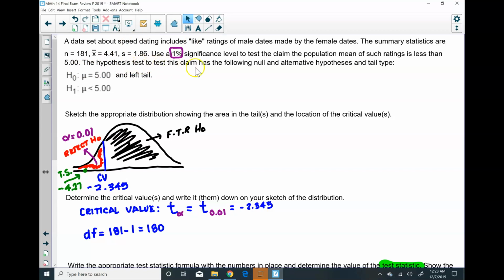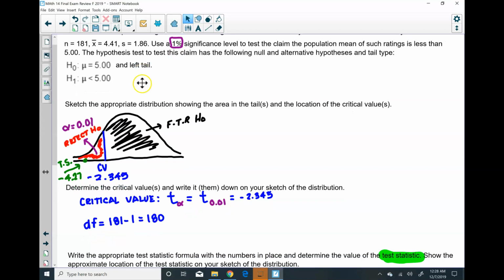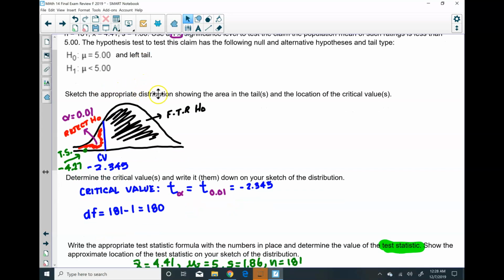Now the hypothesis test to test this claim has the following null and alternative hypothesis and tail type. This is given. We have the null where the population mean is equal to 5.00, and the alternative is that the population mean is less than 5.00, and therefore we know it's a left tail. So what we want to do is sketch the appropriate distribution showing the area in the tails and the location of the critical values.